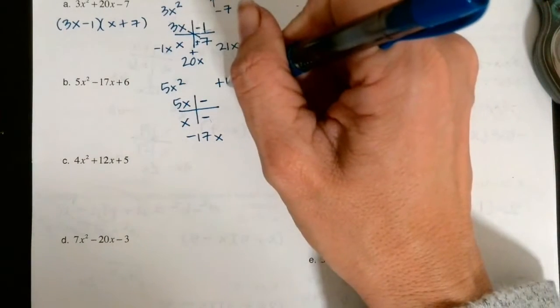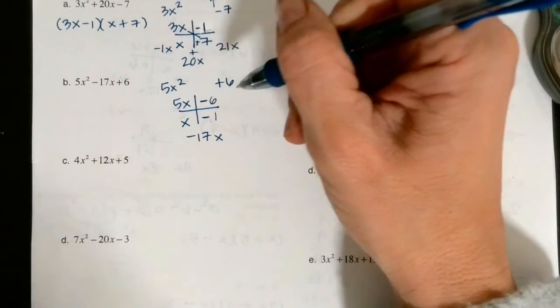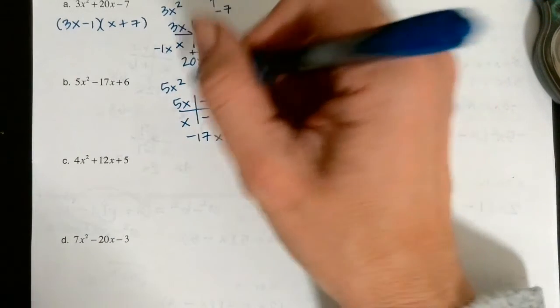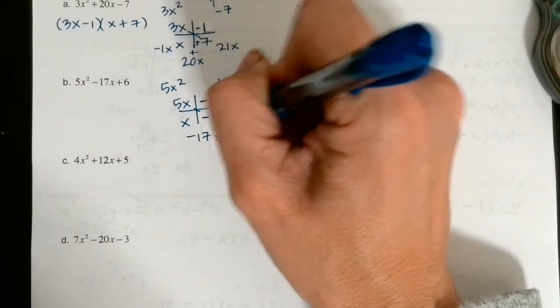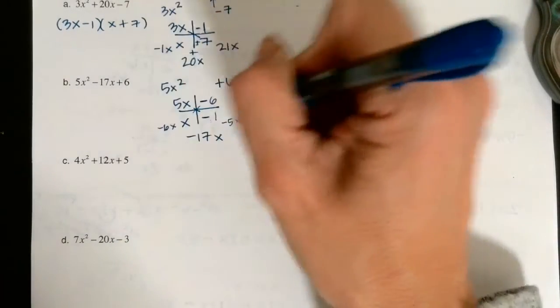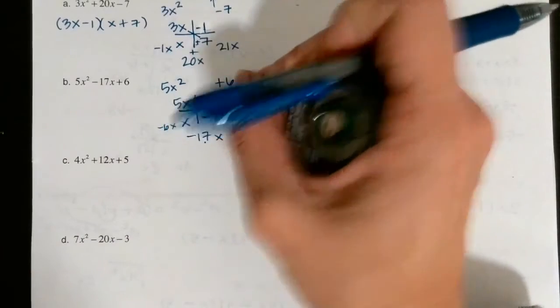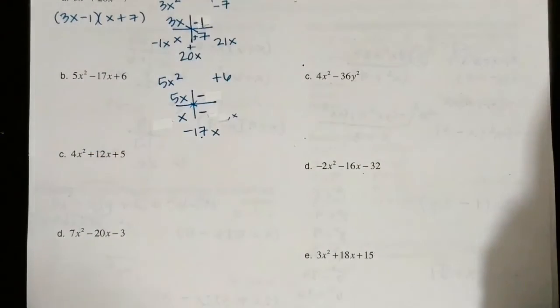So what makes 6? 6 and 1. If I put a 6 here and a 1 here, don't write it yet, I'm trying to prove a point. This is negative 5x, and this is negative 6x. And negative 6 and negative 5 make negative 11, not negative 17. So this is not the correct factoring for this problem.